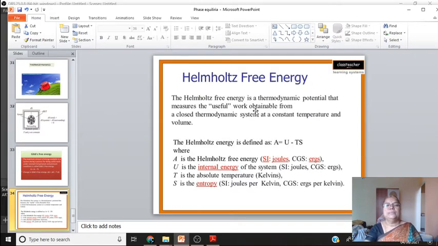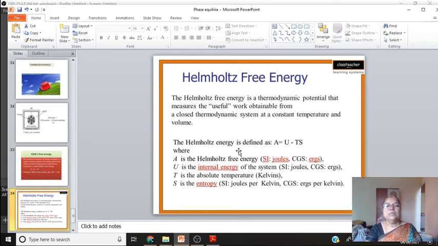The next term is the Helmholtz free energy. Again, the Helmholtz free energy is also an energy available to do useful work. The Helmholtz free energy is a thermodynamic potential that measures the useful work obtainable from a closed thermodynamic system at constant temperature and volume. Remember here, Helmholtz carried out reactions at constant temperature and constant volume, while Gibbs carried out the reactions at constant temperature and pressure.